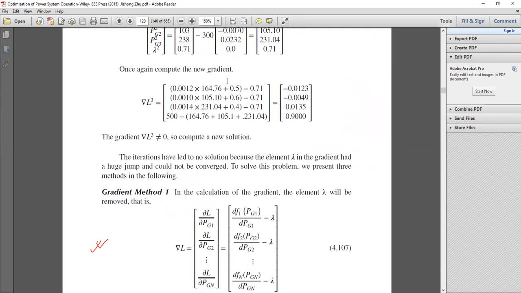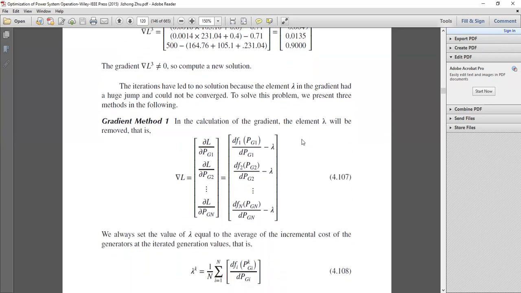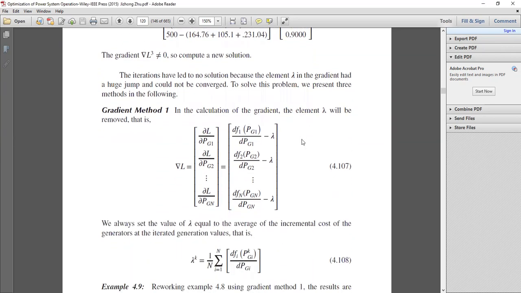Okay, so to get rid of this problem, what they are doing in the book is not actually playing with the epsilon itself. Rather, they are going for 3 different methods, and these 3 methods are a little different from each other, and they have shown that each method has some benefits over the other. So let's start with gradient method number 1.